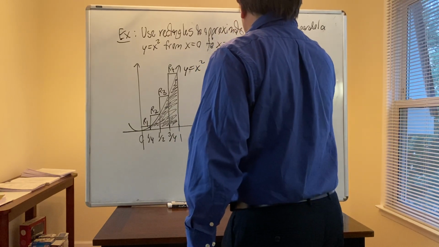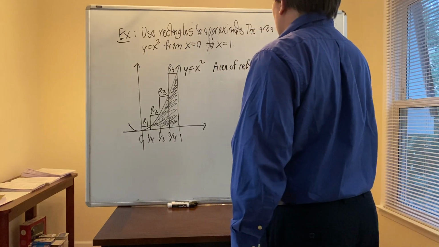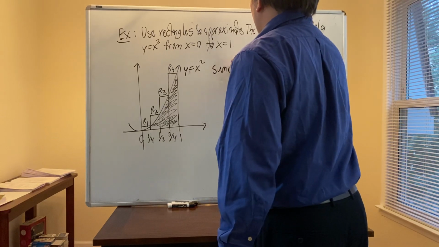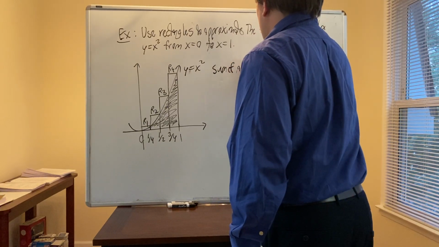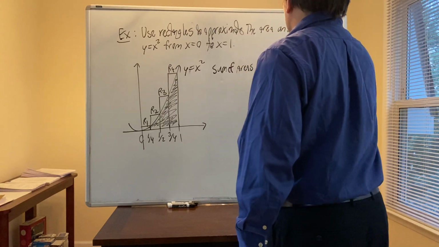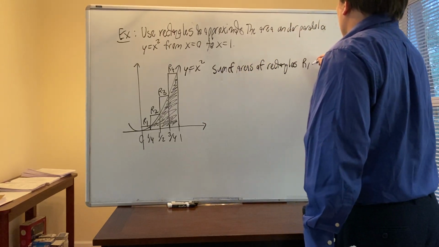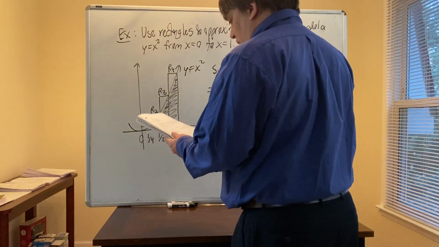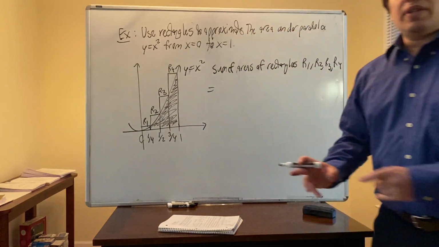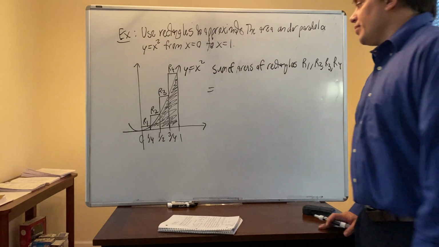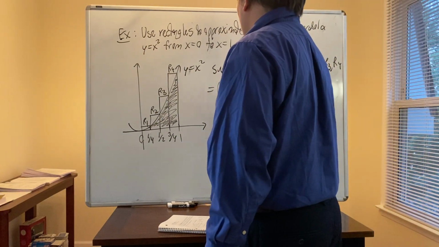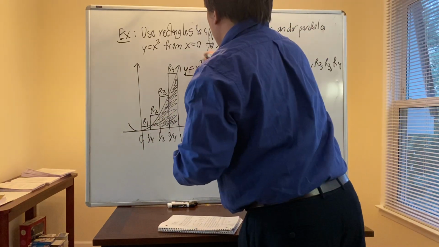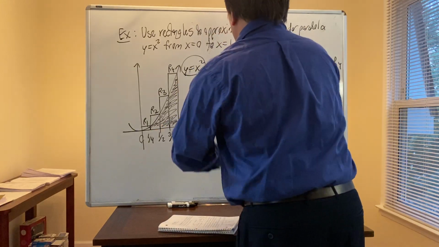Okay, so the sum of the areas of rectangles R1, R2, R3, and R4 is equal to, well, you're just going to take the base of each rectangle and multiply it by its height. So the base of the first rectangle R1 is 1/4, and its height is the height of the curve y equals x squared when x equals 1/4. And so that's 1/4 squared.